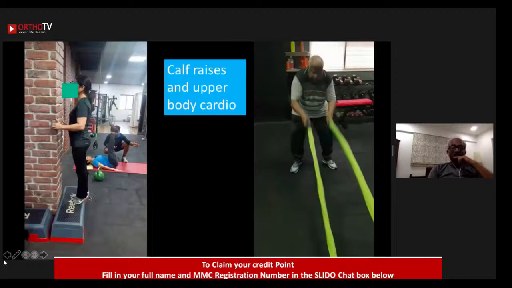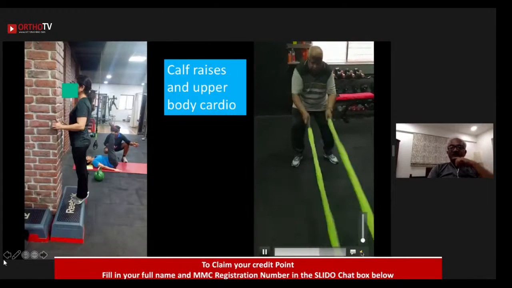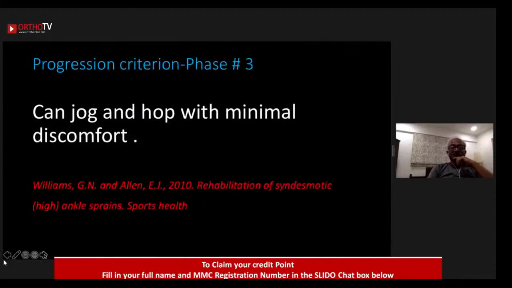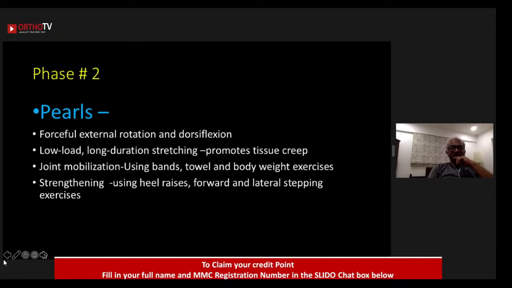So that's calf raises. Now calf raises are begun as soon as the patient crosses phase 1. To maintain the cardio, this is another thing which one can do, and you can do it at any age. And this is an old man who is standing stable and doing a battle rope. So this battle rope, cycle ergometer, or other exercises are done to maintain the cardio fitness while the patient is undergoing injury rehab. The progression criterion to phase 3 is when the patient can jog or hop with minimal discomfort.